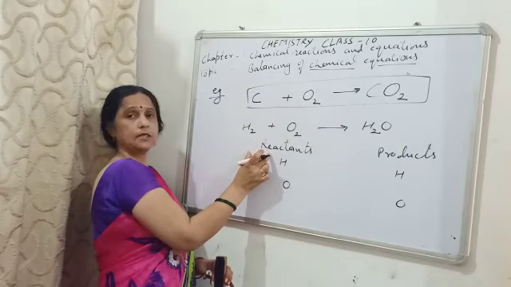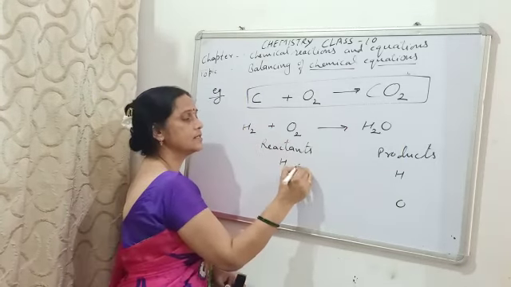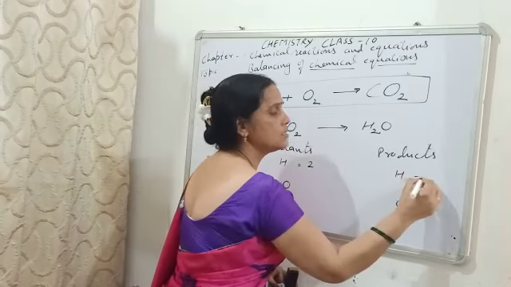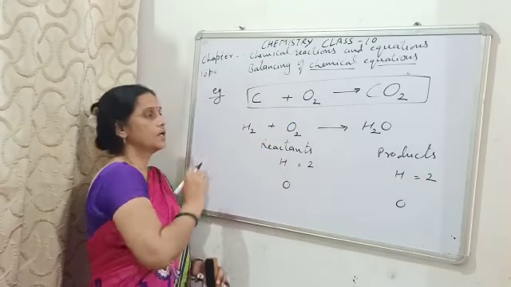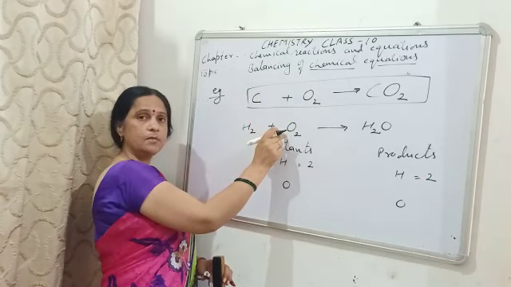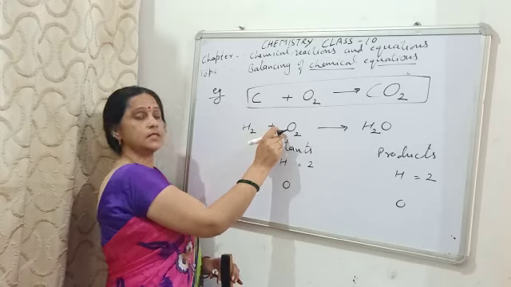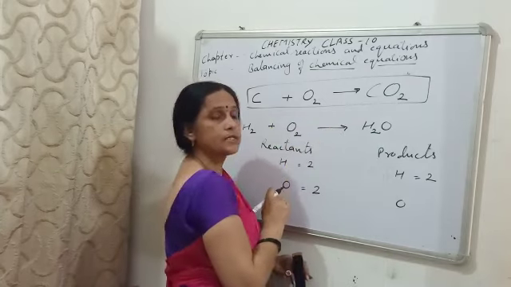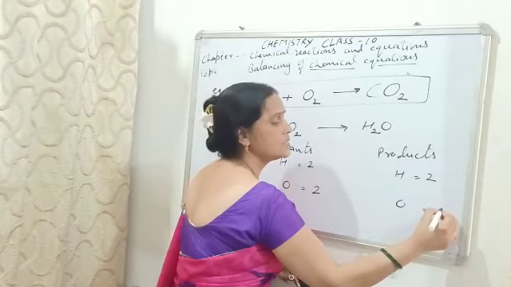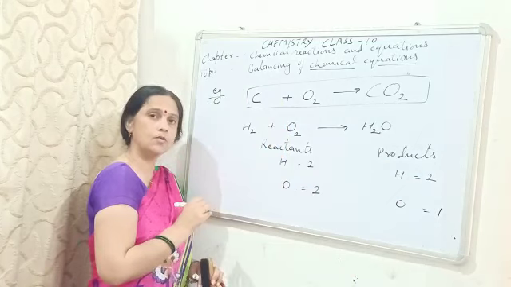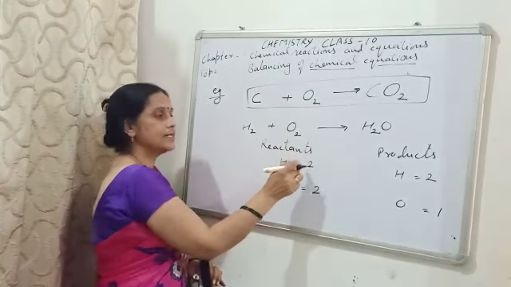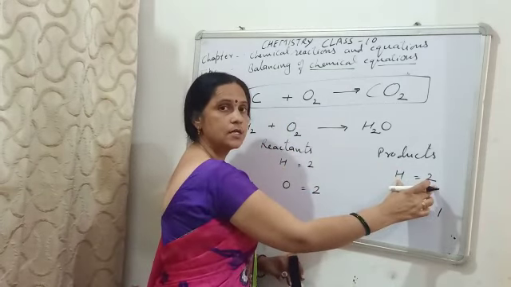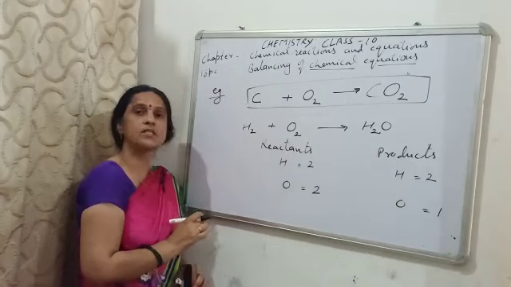On the reactant side, the number of atoms of hydrogen is 2. On the product side, the number of atoms of hydrogen is also 2. On the reactant side, the number of atoms of oxygen is 2, and on the product side, the number of atoms of oxygen is 1. Now, just see. Reactant side hydrogens are 2, product side hydrogens are 2. It is balanced. These are equal.